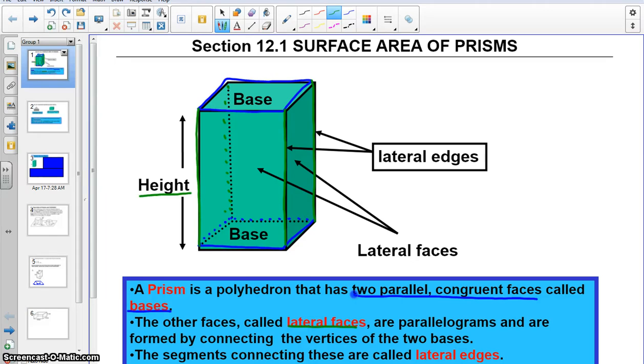If you notice, we do have what we call the lateral edge here. We have that marked as the height of the prism. It's because we're referring to our prisms as right prisms. Again, I'll talk about this in a little bit more detail later in the video.